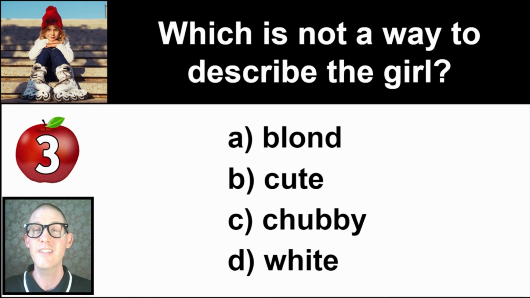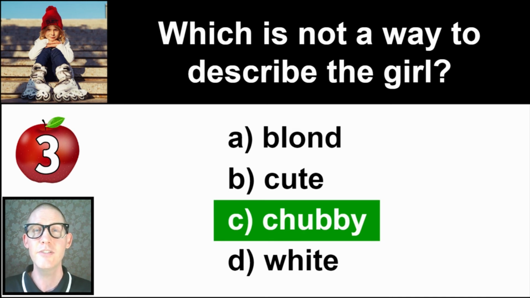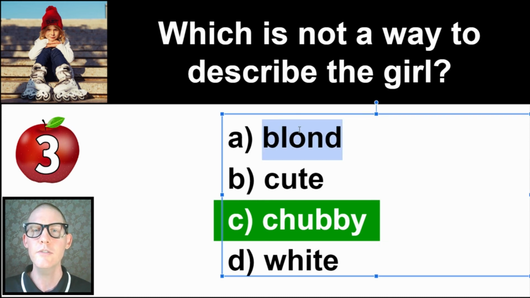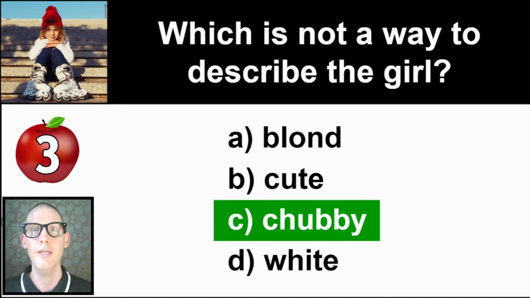Okay, so which is not a way to describe the girl? Well, we can't say she's chubby because chubby means kind of fat, right? And if we look at this girl, she's quite thin. She doesn't look fat. All right? So blonde just means yellow hair. Cute means that she's kind of pretty for a little kid, right? And white just means her skin color. She's white. Okay?